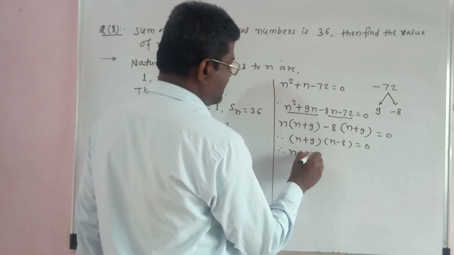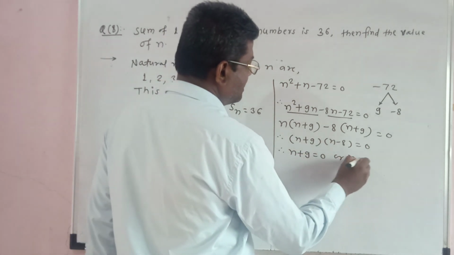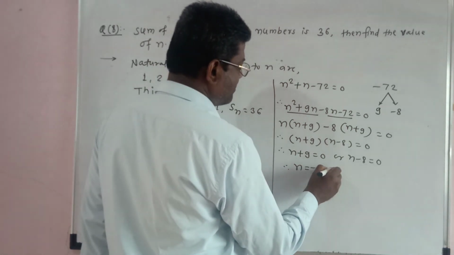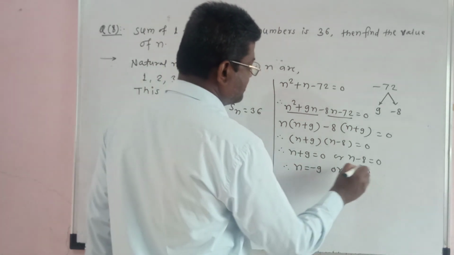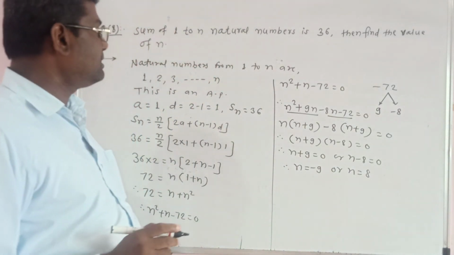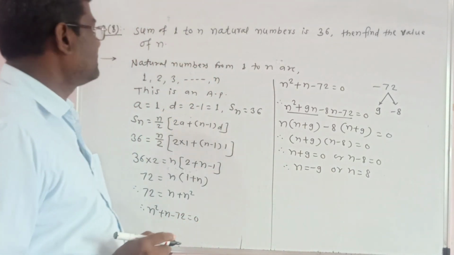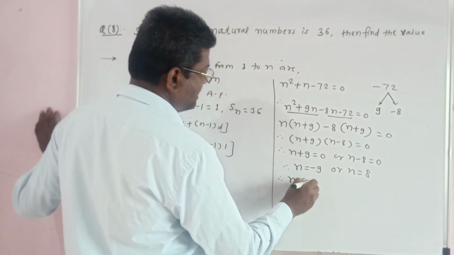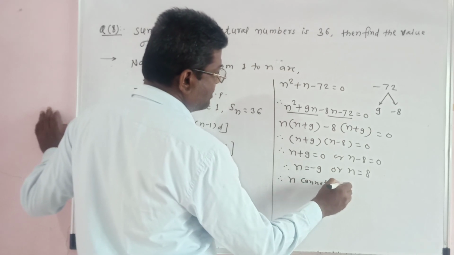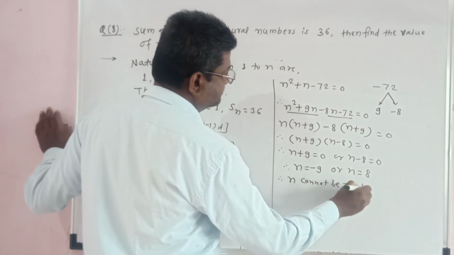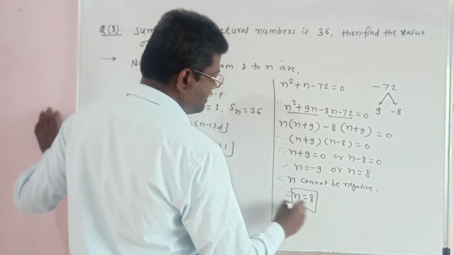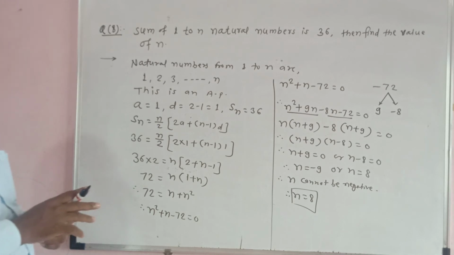Therefore n plus 9 is equal to 0 or n minus 8 is equal to 0. Therefore n is equal to minus 9 or n is equal to 8. But the number of terms cannot be negative. Therefore we write n cannot be negative. Therefore n is equal to 8. So the value of n that we had to find is 8.